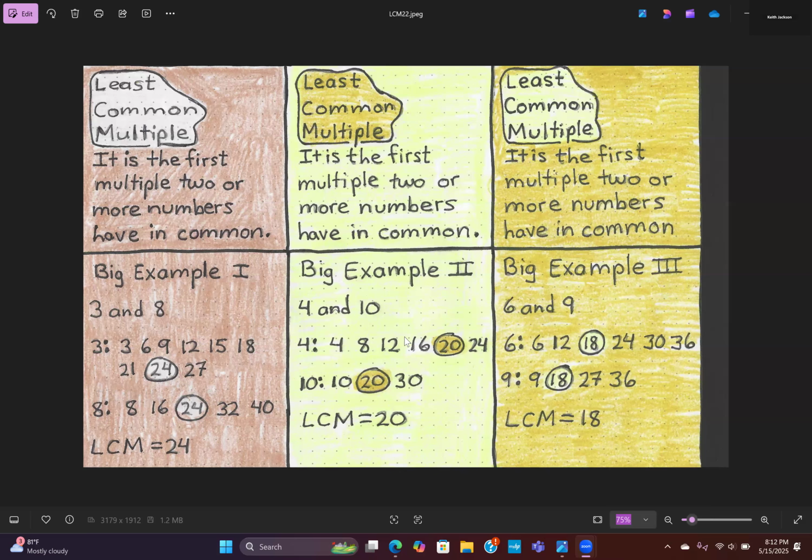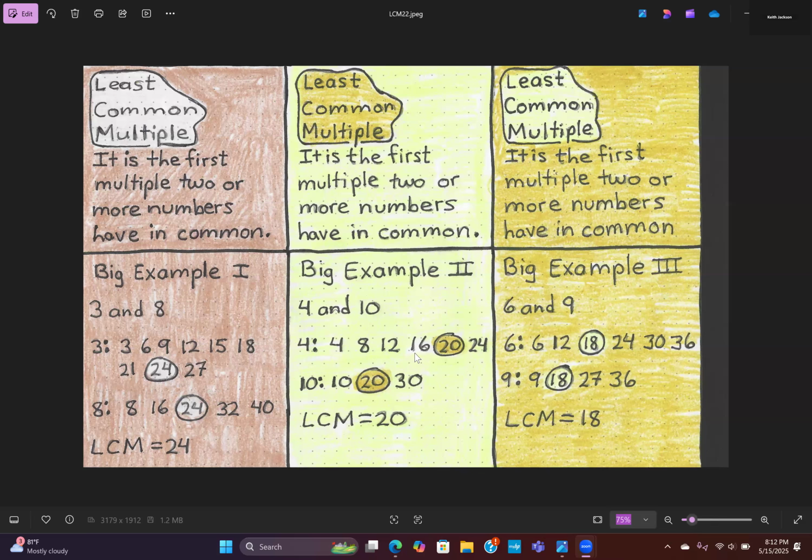Let's take a look at big example 2, in which we're going to find the least common multiple of 4 and 10. Notice that when I multiply 4 times 10, I will get 40. And 40 is a multiple of 4 and 10, but it's not the least common multiple. We'll show you why as we count by 4: 4, 8, 12, 16, 20, 24. And if we count by tens, we get 10, 20, and 30.